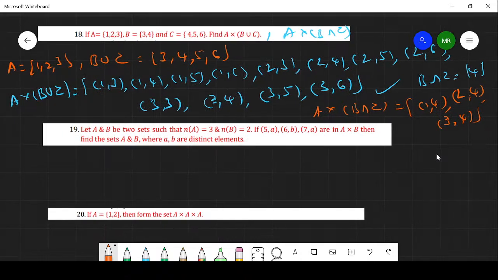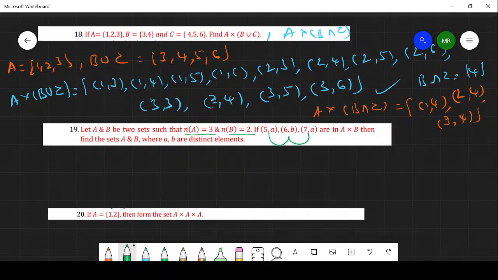Next, the 19th one. Let A and B be two sets such that n(A) is equal to 3 elements and n(B) is equal to 2 elements. They mention clearly here that A has 3 elements, B has 2 elements. If (5, a), (6, b), (7, a) are elements in A cross B, then find the sets A and B where a, b are distinct elements.